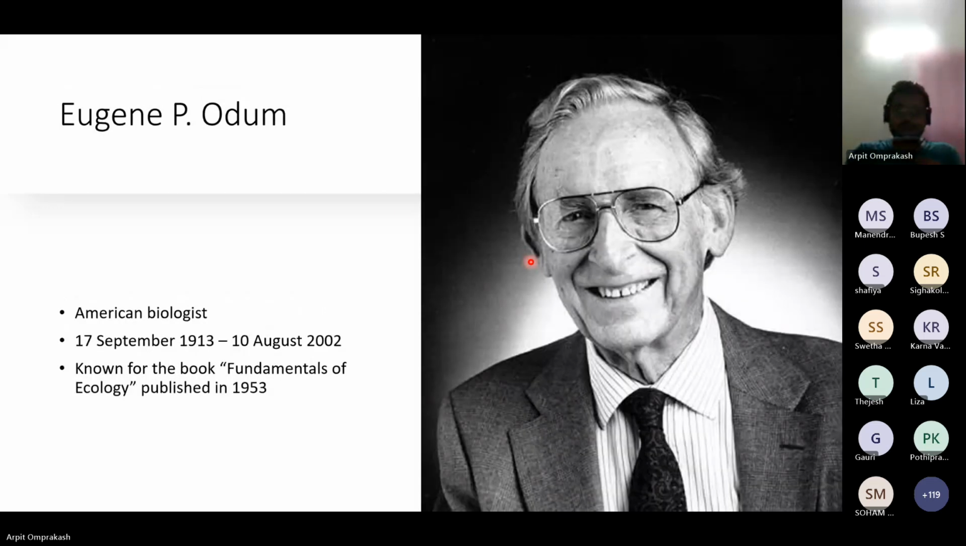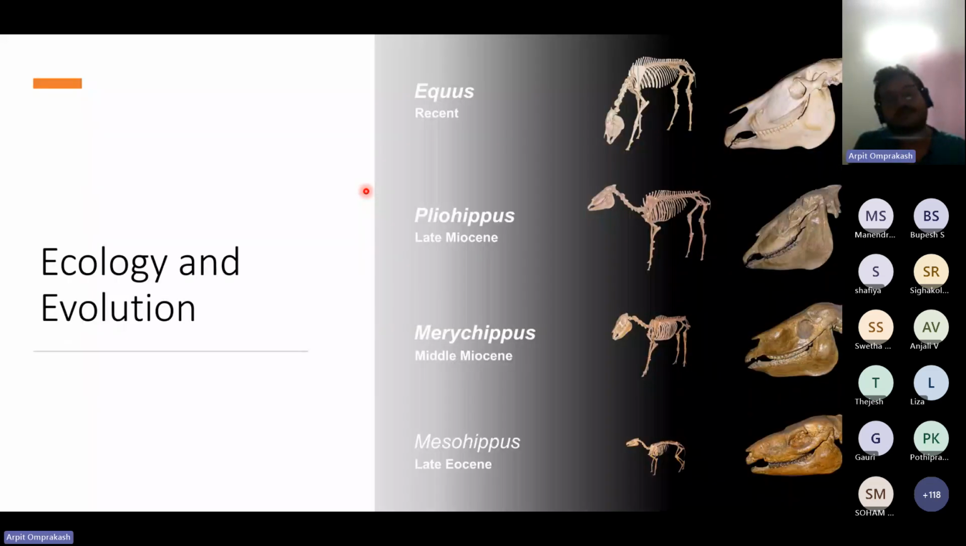And lastly, we have Eugene P. Odum, who was an American biologist, best known for the book Fundamentals of Ecology, published in 1953. It is still one of the standard textbooks that people are following. It is a compilation of all the work in ecology that was done until that point, and it strengthened the field of ecology as a separate, proper study.